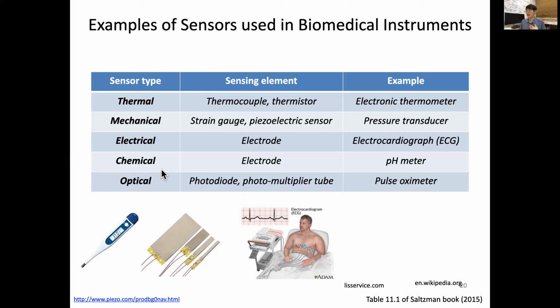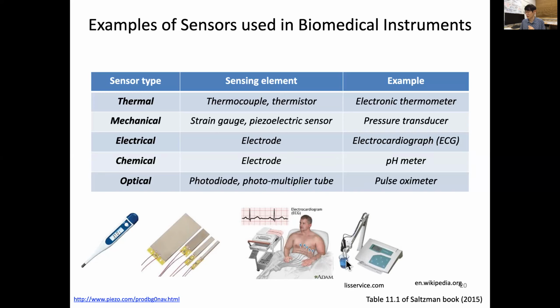And chemical sensor. As a sensing element, we can also use an electrode, and a good example is a pH meter, which looks like this. Many laboratories have this. When you are preparing a solution with a certain pH, you have to use this pH meter to measure the pH, and these are the electrodes.